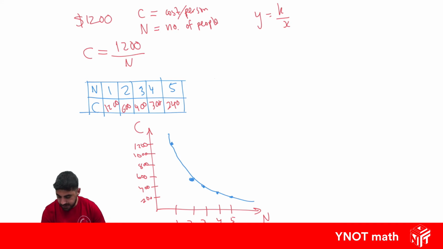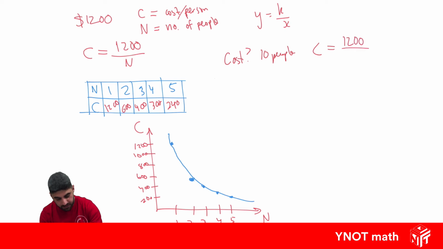Okay, so let's answer some questions. What's it going to cost if 10 people are going? Well, you can just use your equation there. So cost is going to be 1,200 divided by the number of people going, which is 10, and you're going to get $120 per person if 10 people are going.